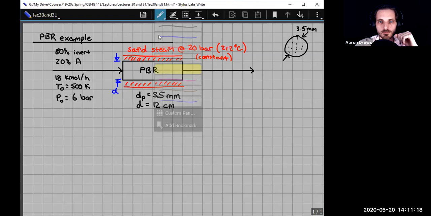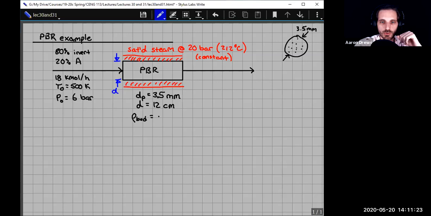Our bed density. Once we pour this packing inside of there, how much mass is there per unit volume is going to be 1,500 kilograms per cubic meter. And it'll be packed in there with a void fraction of 0.45. So of the total volume inside of the packed bed reactor, 45% of it is available for the process stream to flow through.